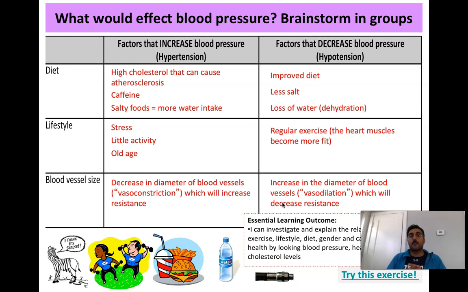You can also reduce blood pressure by widening your blood vessels. So vasodilation is the opposite of vasoconstriction. Vasodilation, you are dilating, you're opening up your blood vessels. So you're lowering the resistance that the blood has to go through those blood vessels, and so blood pressure drops because the space is bigger.